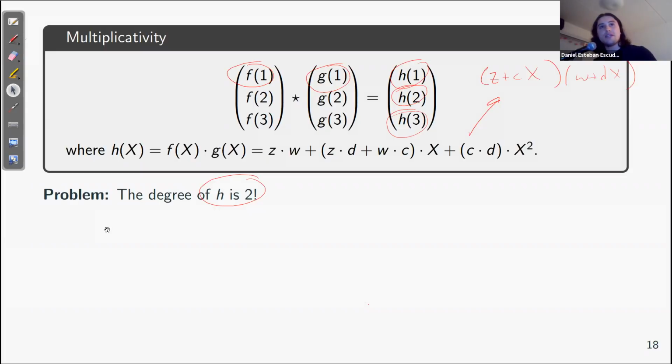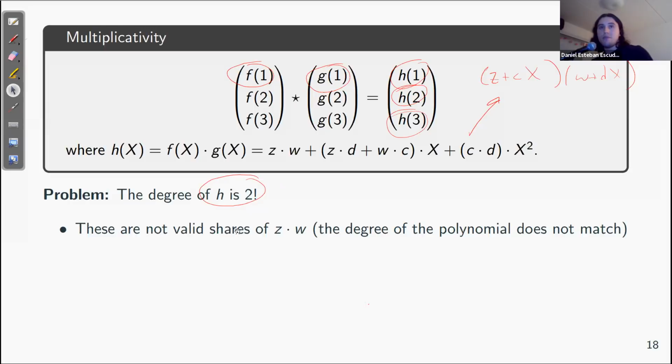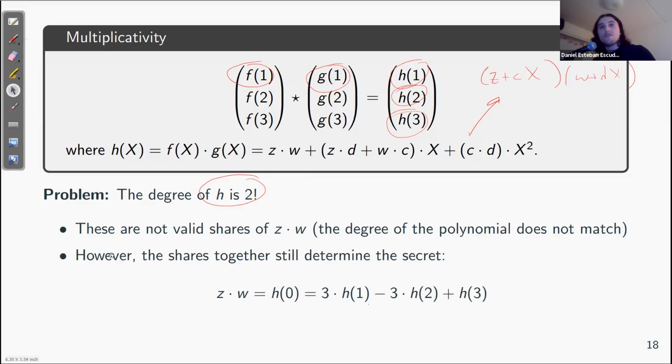I don't have time to check it, but these are not valid shares of the product, even though the product lies in the free coefficient. It's not a sharing because it's not the right degree. But we can still be hopeful, because if you check the math offline, you will see that 3 times h of 1 minus 3 times h of 2 plus h3, if you do this computation, literally gives you h of 0. And h of 0 is z times w. And how can we exploit this? We can exploit this formula to get an actual multiplication protocol as well. So let me explain this part to you.